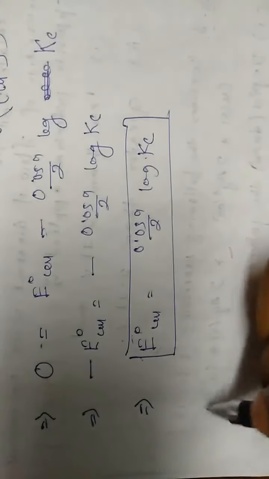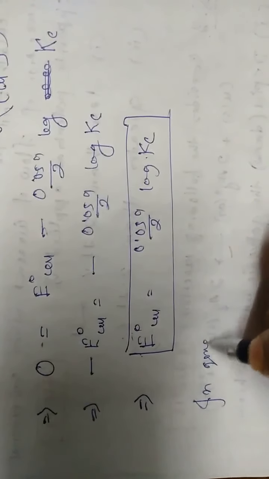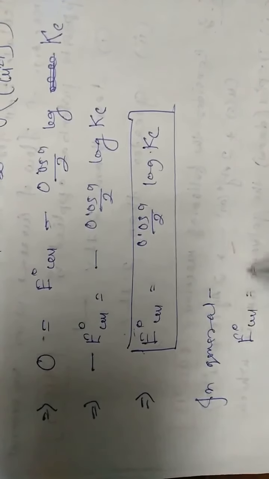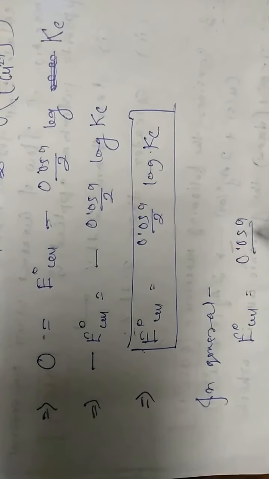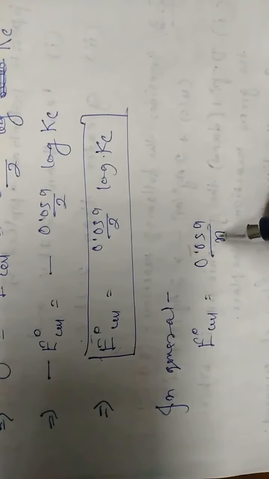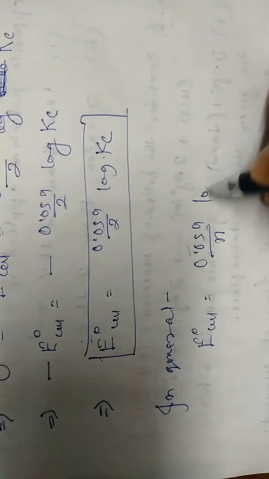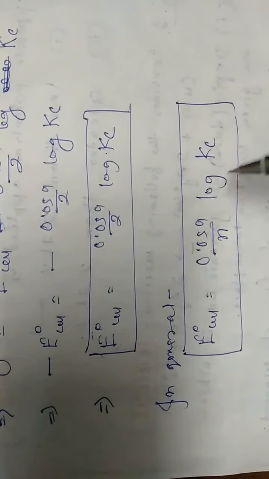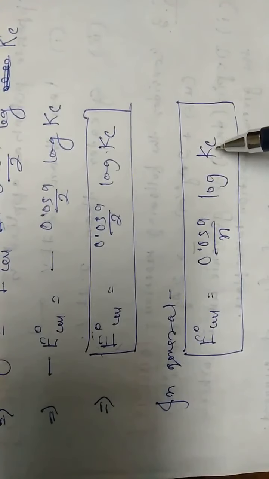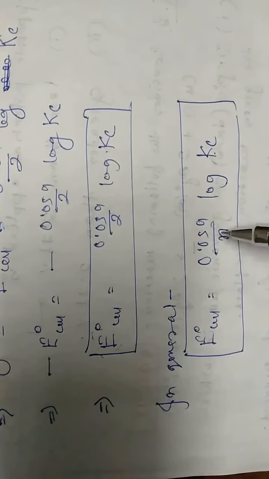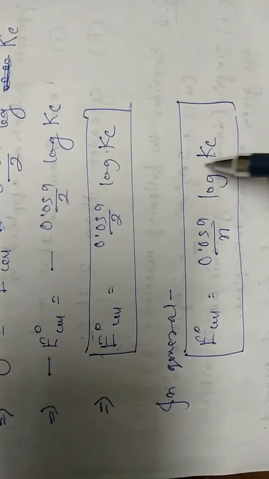Generalizing this relation, E naught cell is equal to 0.059 divided by n log Kc, where n is the number of moles of electrons involved in the electrochemical cell. So this is the general relation to find the equilibrium constant for an electrochemical cell. You can apply this relation to find the equilibrium constant Kc for any electrochemical cell.